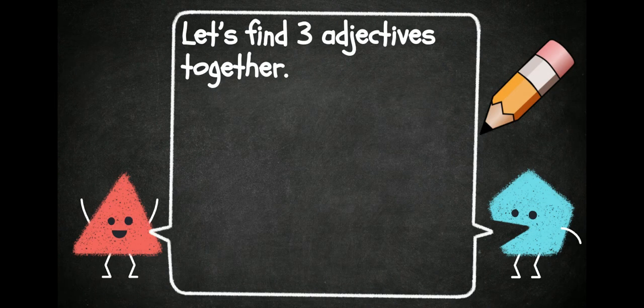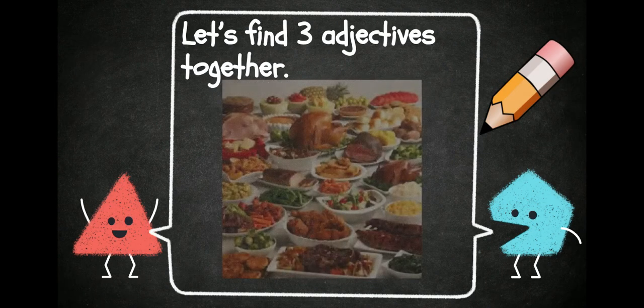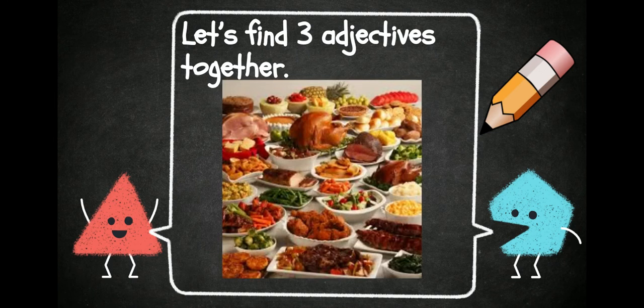Let's continue. Let's find these three adjectives together in this picture of this delicious food. Oops, I just gave you one. Pause the video and have a small discussion where you share your three adjectives for the nouns in the picture. When you're ready, unpause the video to continue with the lesson.